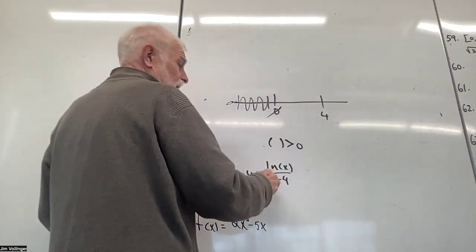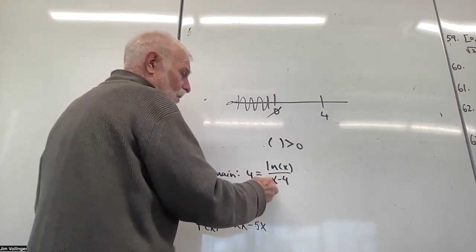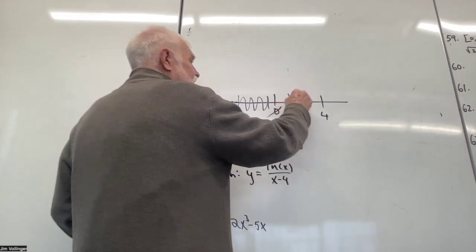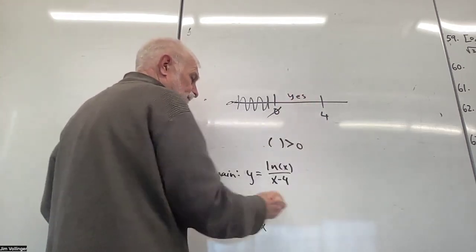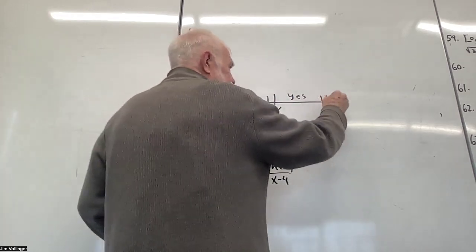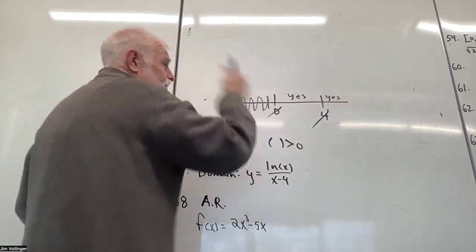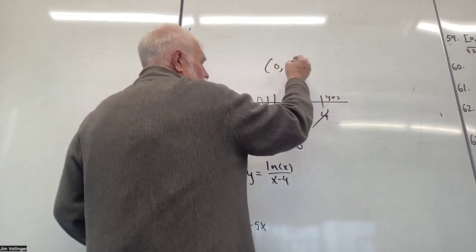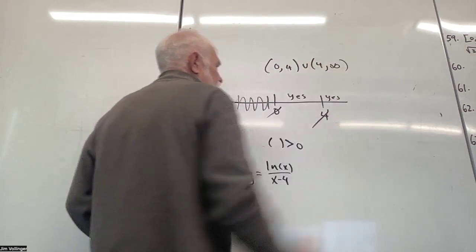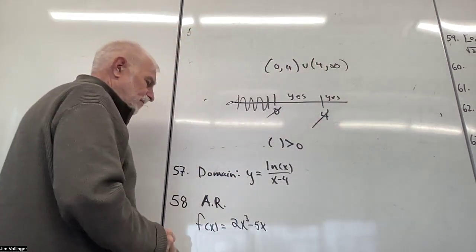These x's, can I put a 1, 2, 3, a 1.5, a 3.9999? Yes. Yes, I can use those numbers. Can I use the number 4? No, I can't divide by 0. Can I put bigger numbers in? Yes. So what do we have? We have 0 to 4 union 4 to infinity. That's the domain of that calculation.